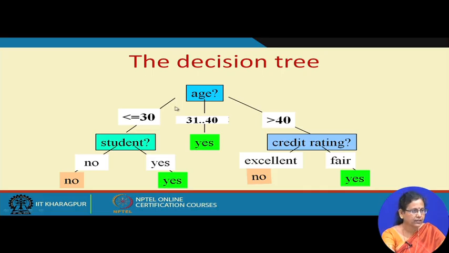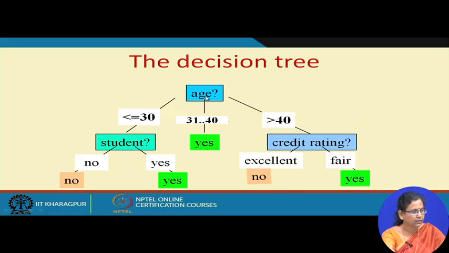If his age is less than equal to 30, then you will find out whether he is a student or not. If he is a student, then you will be sure that he will be buying the item, he will buy the computer. If his age is greater than 40, you will look at his credit score. If his credit score is excellent, he is not going to buy the item, and if his credit score is fair, he is going to buy the item.